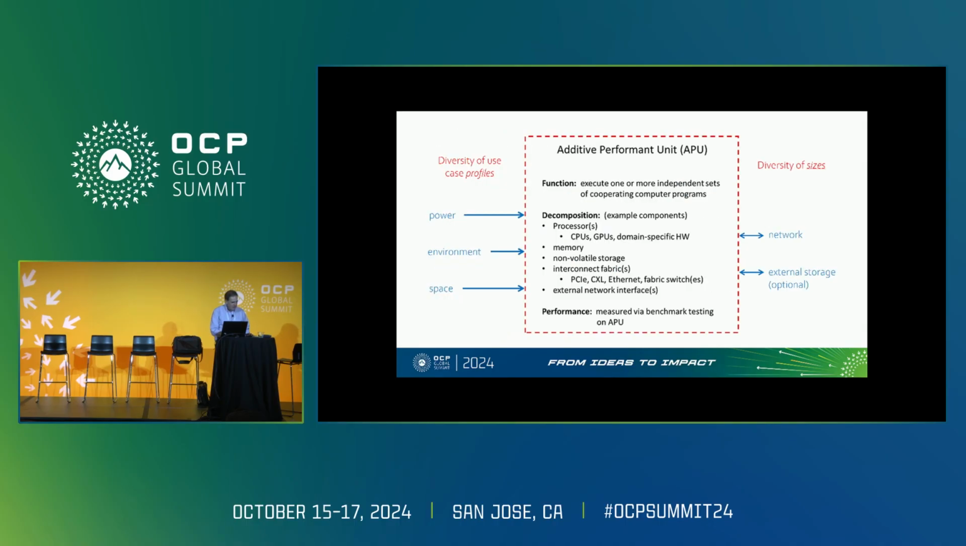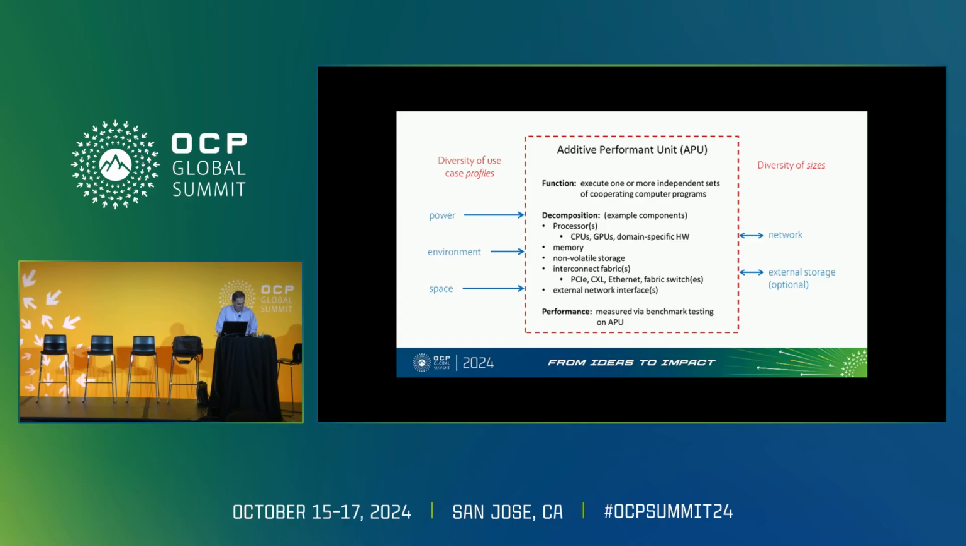This slide shows the system definition of an APU. The APU is composed of various components. For example, processors, memory, non-volatile storage, internal interconnect fabrics, external network interfaces. Since the APU can execute cooperating computer programs, the APU can exercise and execute a benchmarking test in order to measure various aspects of its compute performance.